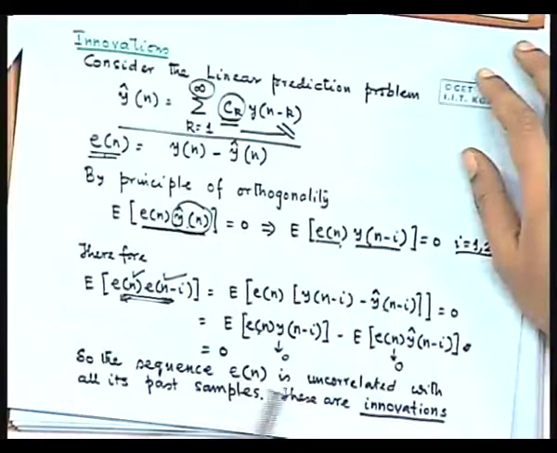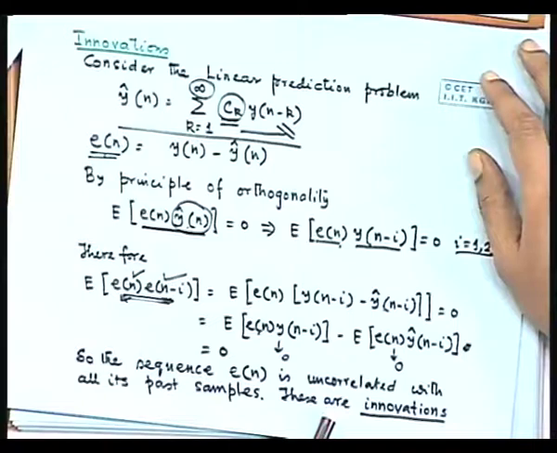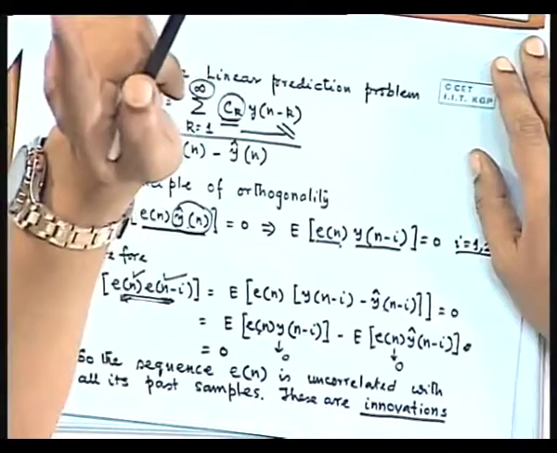So the sequence En is uncorrelated with all its past samples, and these are the innovations, okay, and they are white. This gives you a fundamental property of linear MMSE estimation, that innovations must be white. So you know that you have really reached optimality.